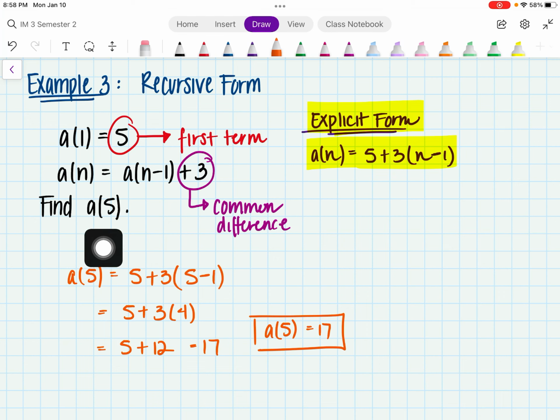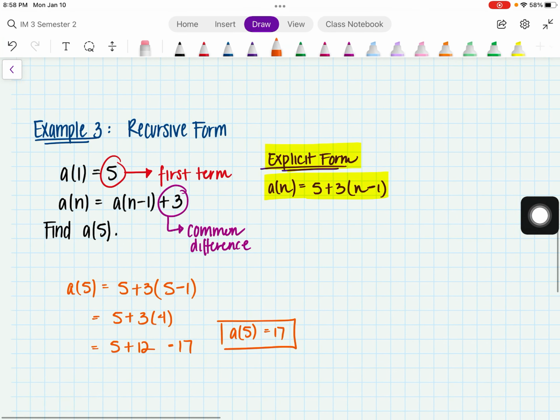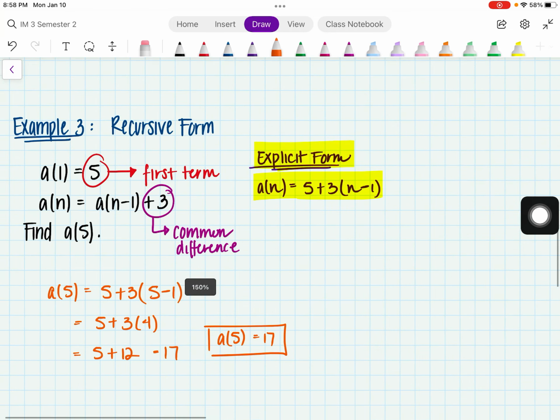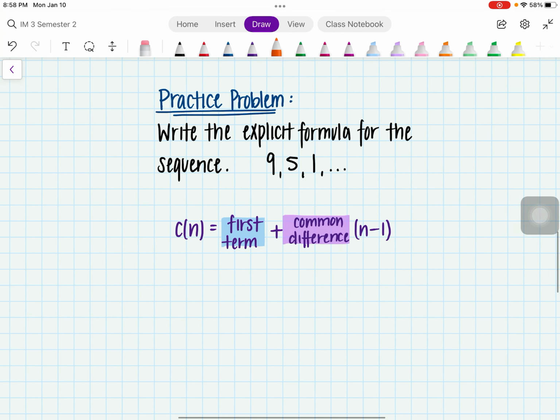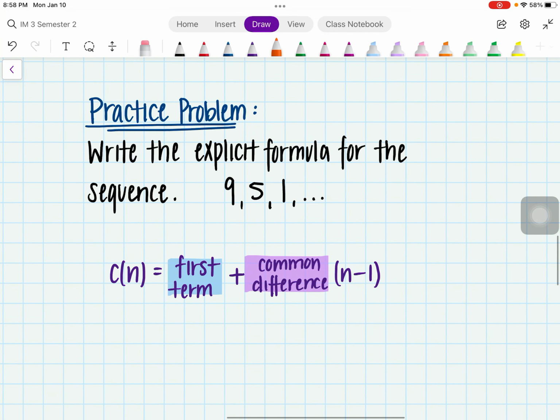Once again, just another way for us to write the explicit form from a recursive to explicit. And if they're asking for a certain term in the sequence, then we need to make sure we do have the explicit form. Or you could actually just count from 5 going on to the fifth term and then just adding 3 four more times. All right. So that's example 3.